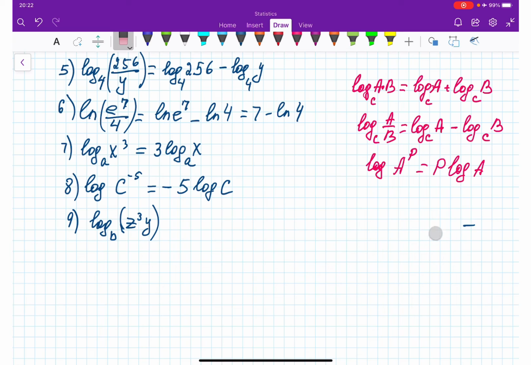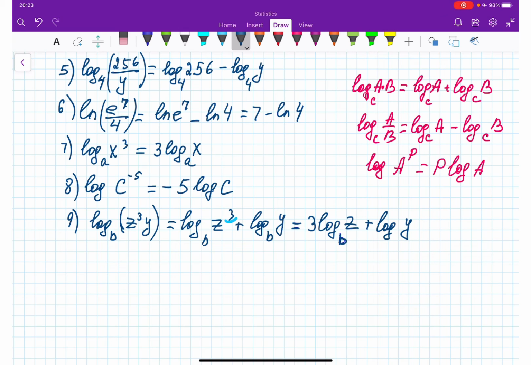Okay? All right. So this is equal to logarithm z cubed by base b plus logarithm y by base b. So we have here a cube power, which means we are going to get 3 times, right, coming in front, 3 times log z by base b. So this 3 is coming in front here. And plus log y by base b.